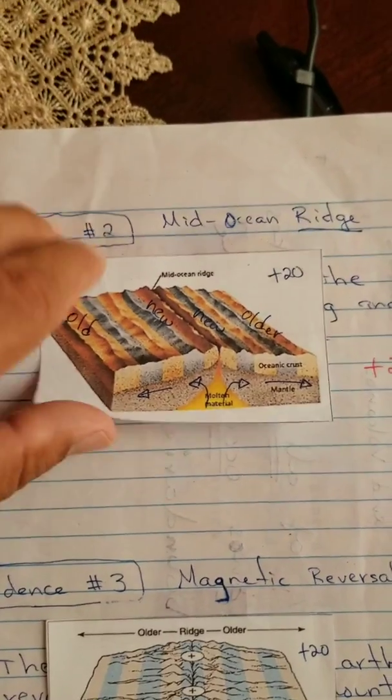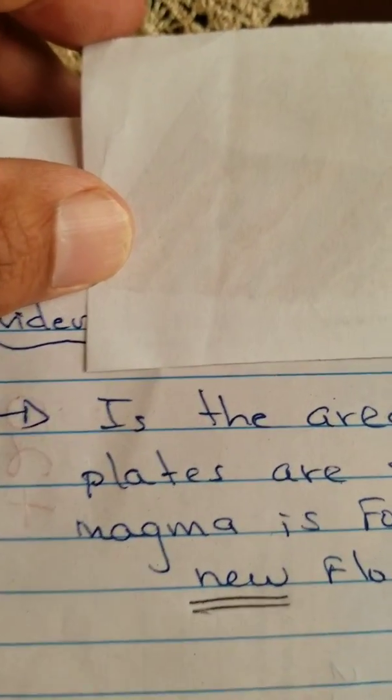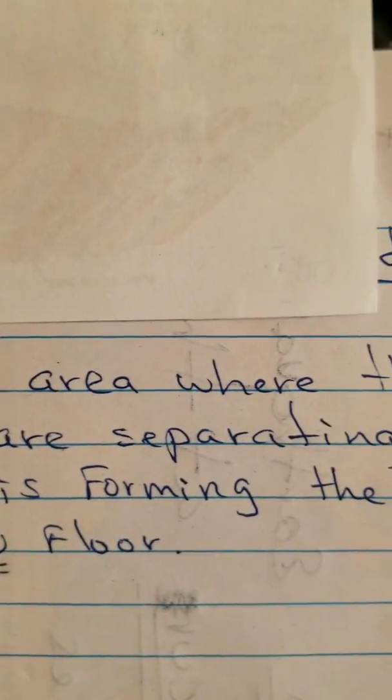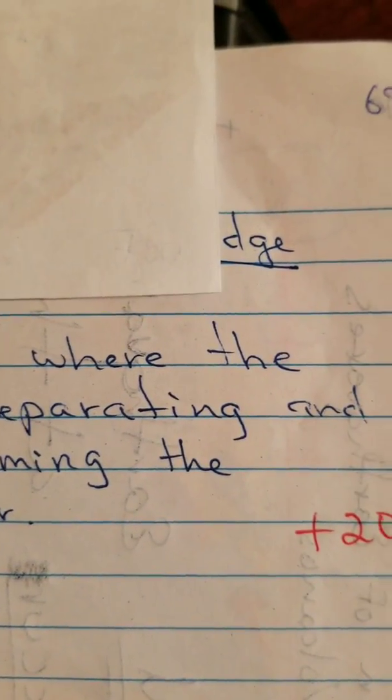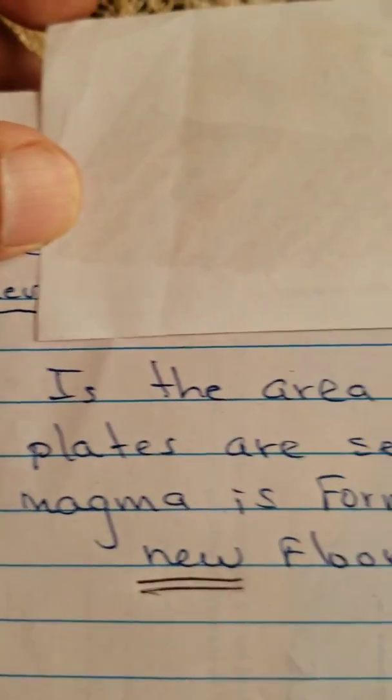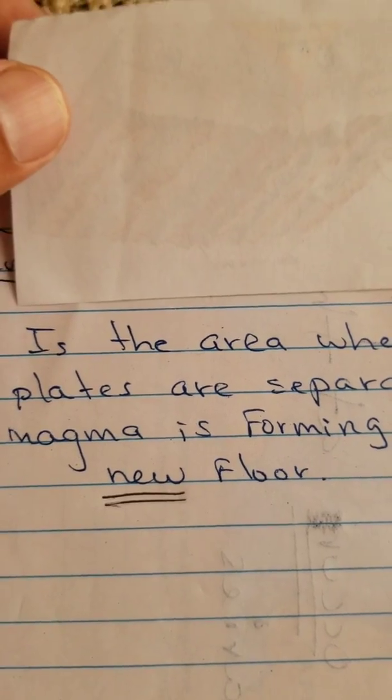Okay, if I flip this one around, you will see that the mid-ocean ridge is the area where the plates are separating and magma is forming the new floor. All right, so here you go.